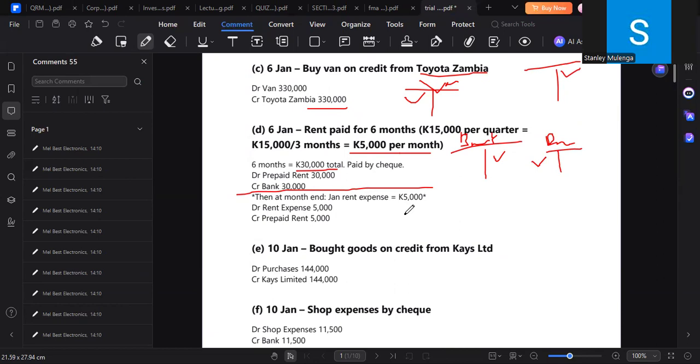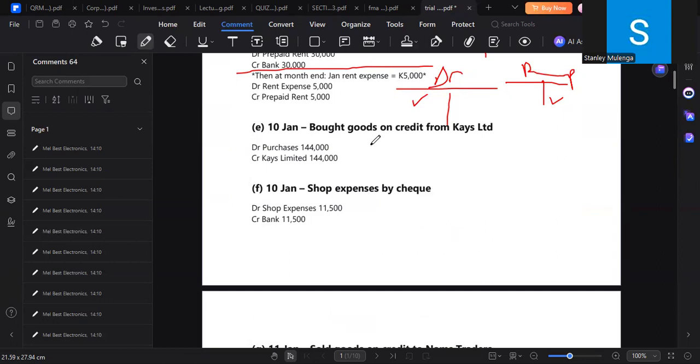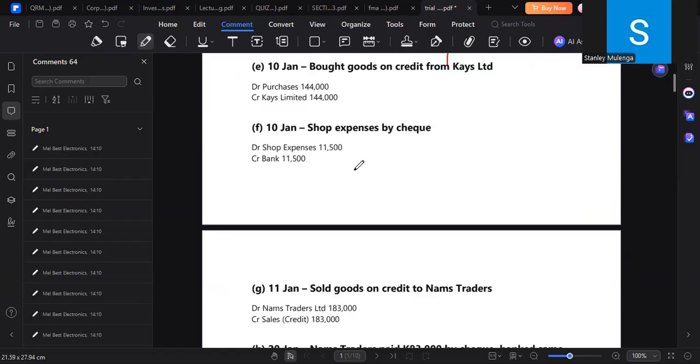So for January, we didn't pay that separately, it was a prepayment. So at the month end, January rent expense was 5,000. So we're going to debit the rent account here and credit the prepaid rent. Then we bought goods on credit from K. So K is our what? Our creditor. So purchases we debit and we credit K.